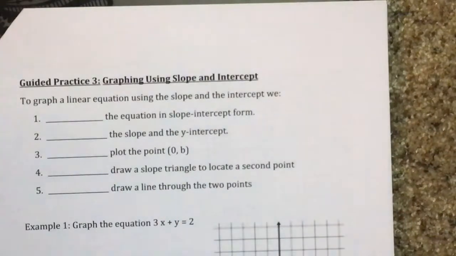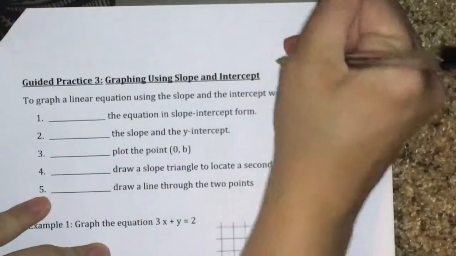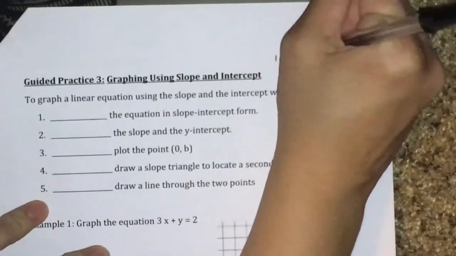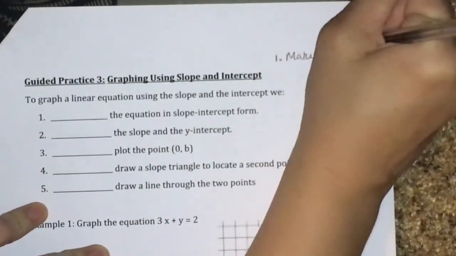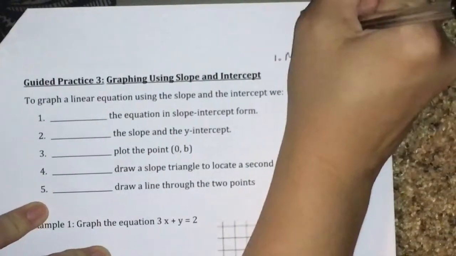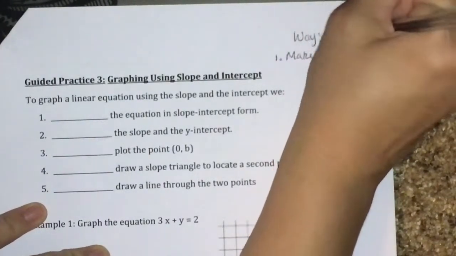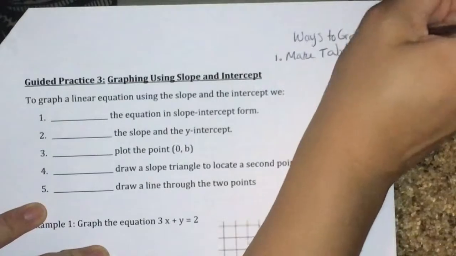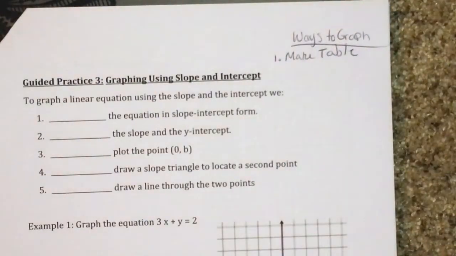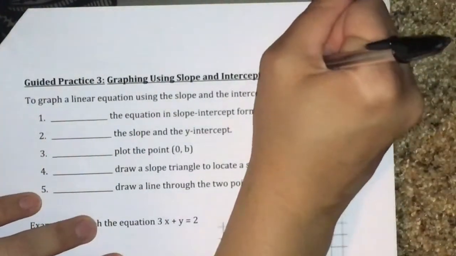Okay, moving on to the second half of lesson 3.5, graphing using the slope and the intercept. So far, we've learned how to graph two other ways. The first way we learned how to graph is by making a table. So the ways that we graph linear equations: the first is by making a table.